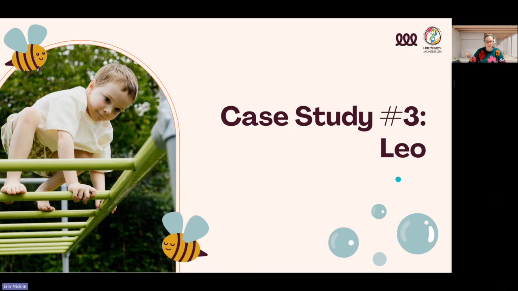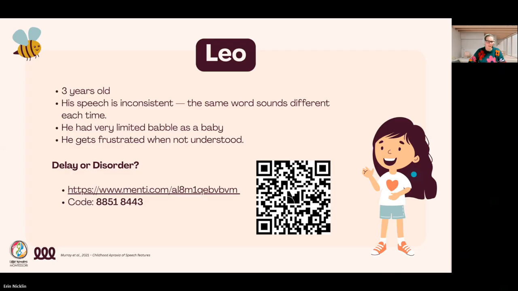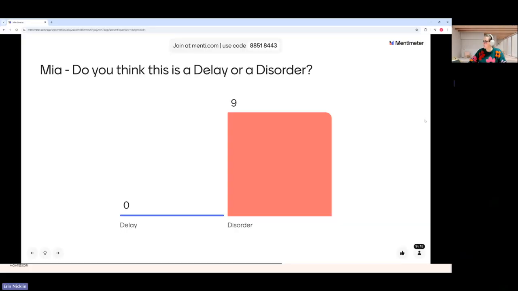Okay, we're going to do one more case study, and this is going to be for Leo. Now, Leo is 3 years old. Oh, I didn't change Leo's picture. Leo and Mia look the same. His speech is inconsistent. The same words sound different each time he says them. He had very limited babble as a baby, and he gets really frustrated when he's not understood. So what do we think?